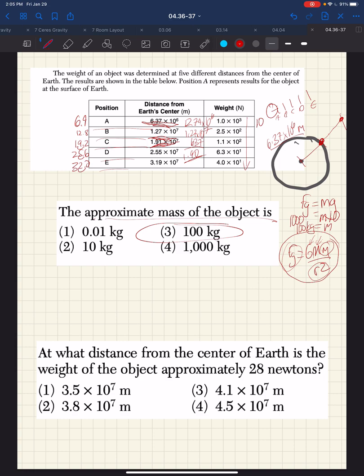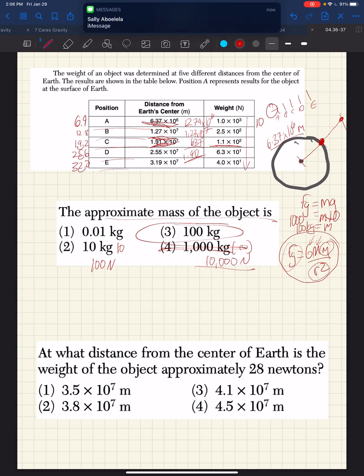And so the key piece here is, again, recognizing that this location is at the surface of the Earth, location A. So if the mass was 1,000, the weight would be 10,000 newtons. Well, 10,000 newtons would have to be inside the Earth. 10 kilograms times 10 would be 100 newtons, and 100 newtons is about here. But the acceleration caused by gravity is not 10 there, and so on. So that's why the answer to this particular question is number 3.